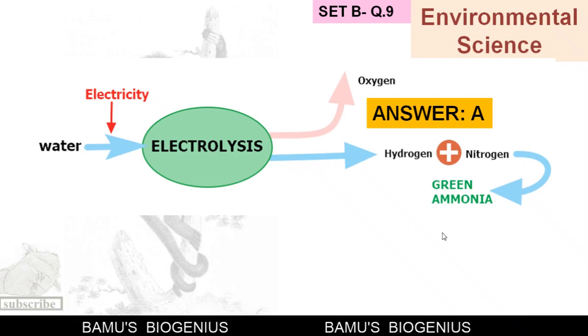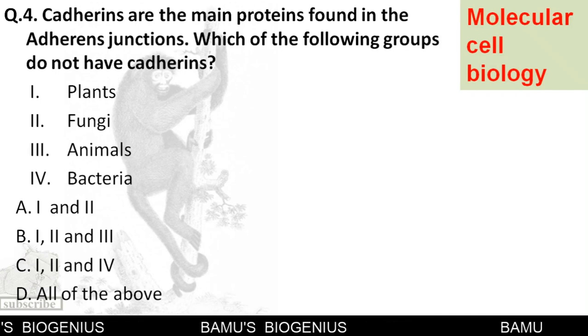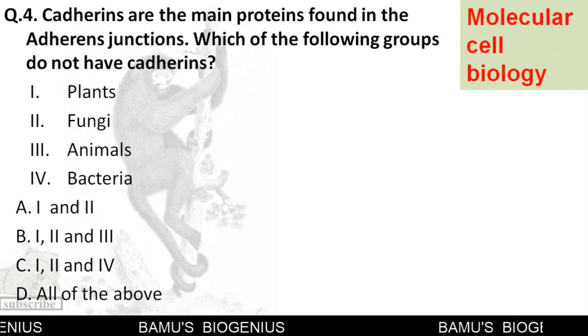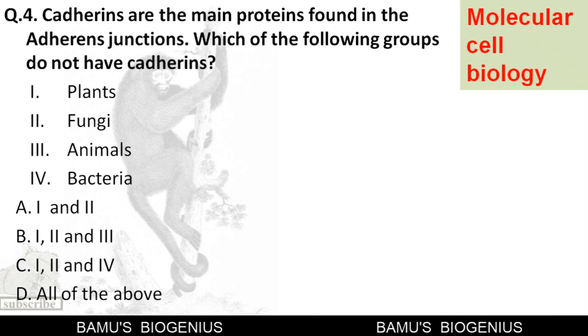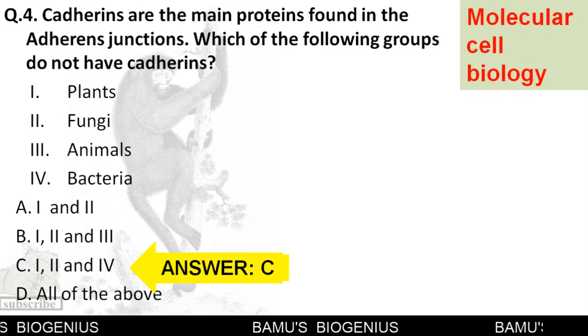Then question number 4 is: cadherins are the main proteins found in the adherens junctions. Which of the following groups do not have cadherins? This is a question from molecular cell biology. Number 1, plants. Number 2, fungi. Number 3, animals. And 4 is bacteria. So the option is C, that is 1, 2 and 4. That is plants, fungi and bacteria. They don't have cadherins.